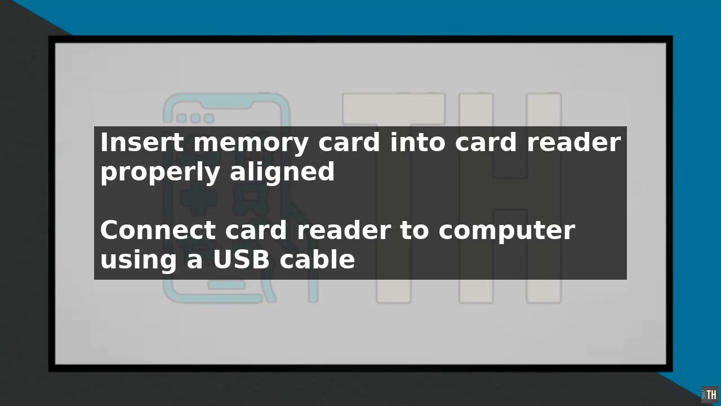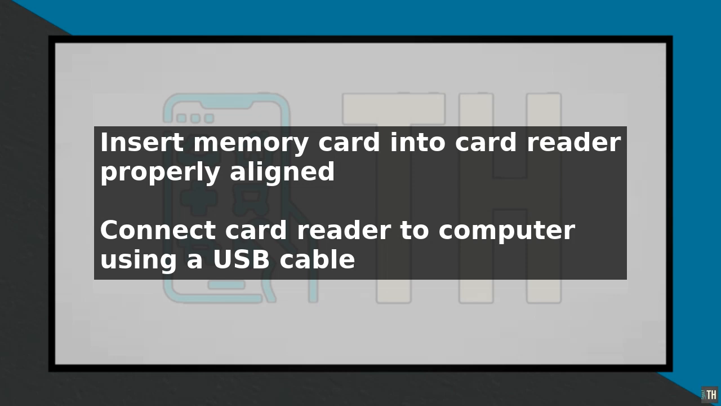Using a card reader is a straightforward process that allows you to access and manage the data on your memory cards. To get started, ensure you have a card reader compatible with your memory card type, such as SD, micro SD, or CF cards. First, insert the memory card into the card reader, making sure it is properly aligned and seated in the slot. Next, connect the card reader to your computer using a USB cable.